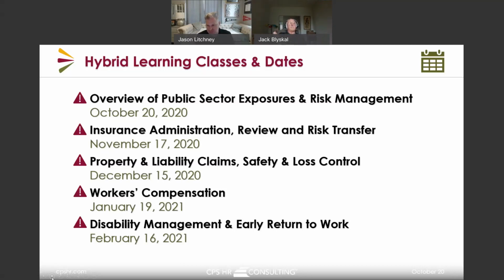You can see the topics. The first one's an overview of the more detail of what we did today. Then there's one specifically on insurance administration, review and risk transfer. You get into the contractual risk transfer and so forth in much more detail, the certificate of insurance in more detail. Then there's one that's specifically on property and liability claims and a little bit on safety and loss control. There's one on workers' comp. And then finally, there's one on disability management and early return to work.